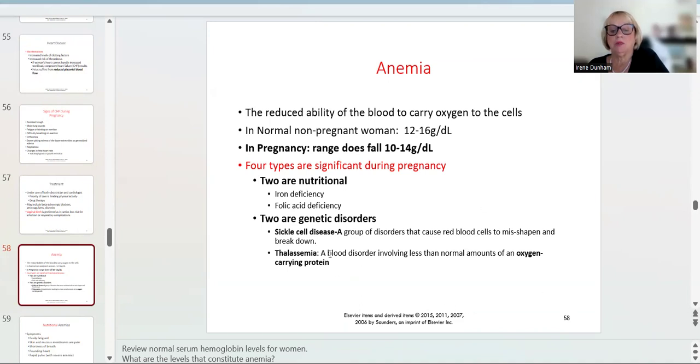Both of these cause problems during a pregnancy because sickle cell affects the red blood cells. They're more of a crescent shape. They're not those nice beautiful concave red blood cells that you normally see. And then thalassemia is a blood disorder that involves a less than normal amount of oxygen carrying protein. If you have less oxygen carrying protein, then you're going to have less oxygen being circulated. Therefore, it puts a problem with mom. Therefore, it puts a problem with baby. See, one thing affects the other, but we can handle it.